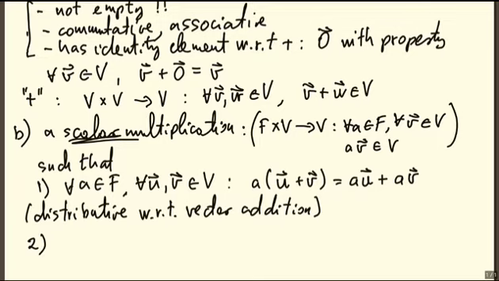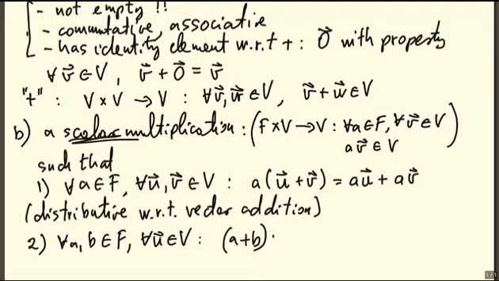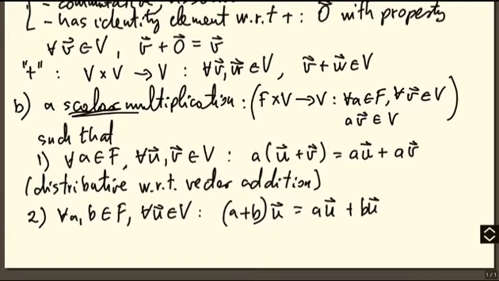Second property, for all a, b scalars and for all u vectors from the vector space, we have that (a plus b) times u is the same as a times u plus b times u, which means that we have the distributive property also with respect to the scalar addition.